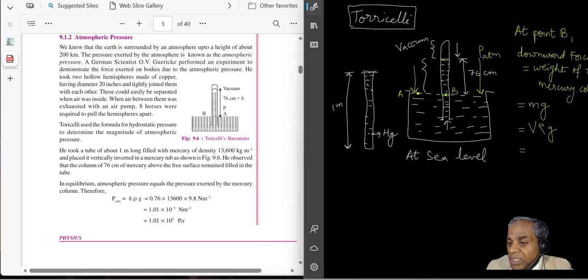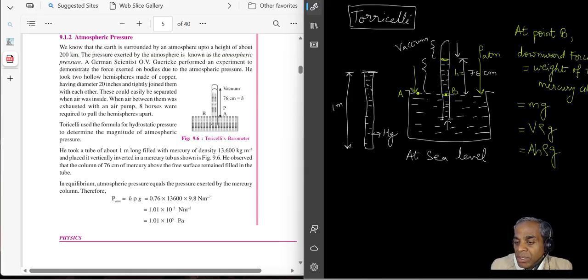And again, volume is equal to the area of the cross section. This is the cross section, multiplied by height H. Let us say this 76 centimeter is the height. So area into H will give us volume, multiplied by density multiplied by G. This is the downward force acting at point B.